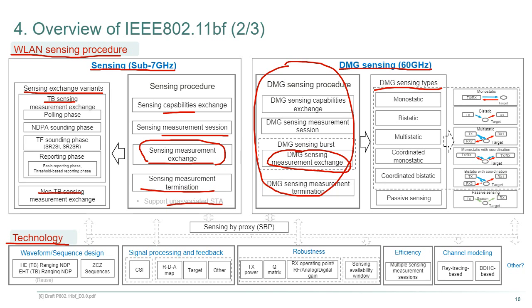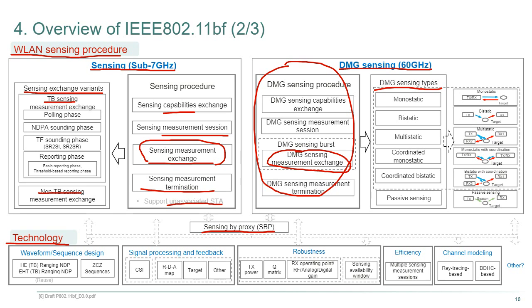And we also have one special procedure which is called sensing by proxy. It's very useful for stations, because using this procedure, the station could ask the AP to help the station to coordinate and also perform the sensing measurement. So that's why it's called proxy. The AP is acting as a proxy in this procedure, helping the stations to do the measurement.